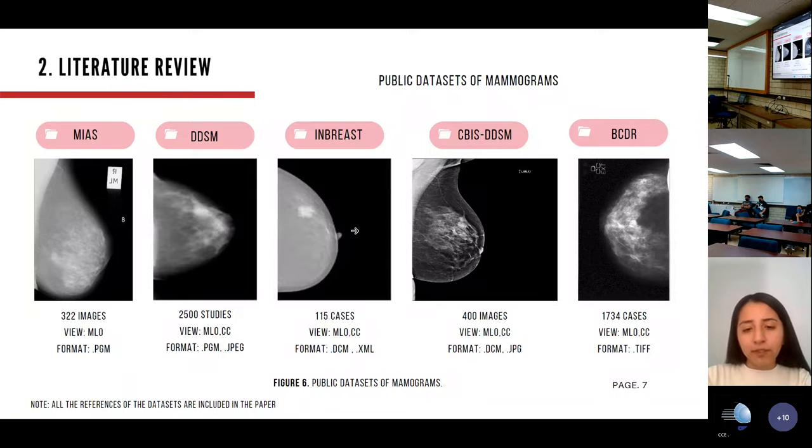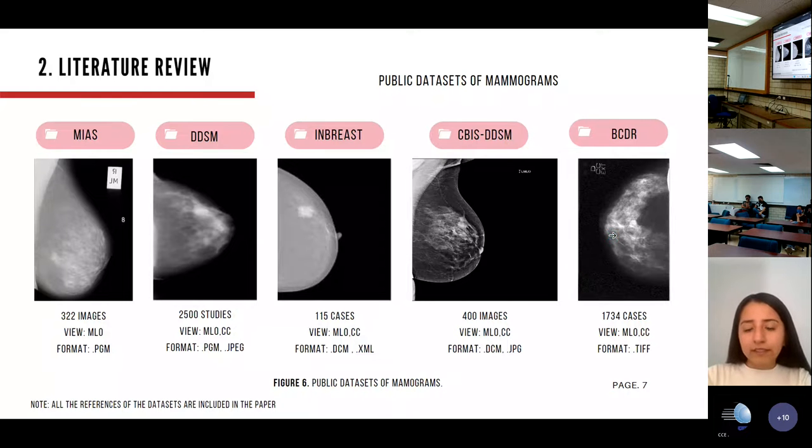A dataset of breast mammography images with masses has a total of 115 cases, from which 90 cases are from women with both breasts affected, and 25 cases are from mastectomy patients. Accurate contours made by specialists are also provided in XML format. Curated Breast Imaging Subset of DDSM, CBIS-DDSM, which contains 400 images. That dataset is a modified and standardized version of DDSM. The images of CBIS-DDSM are uncompressed and converted into DICOM format with MLO and CC view.